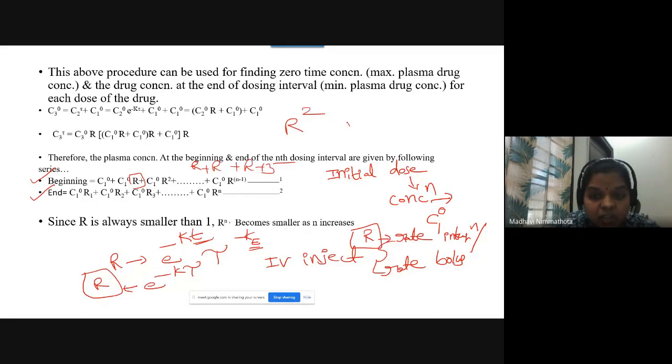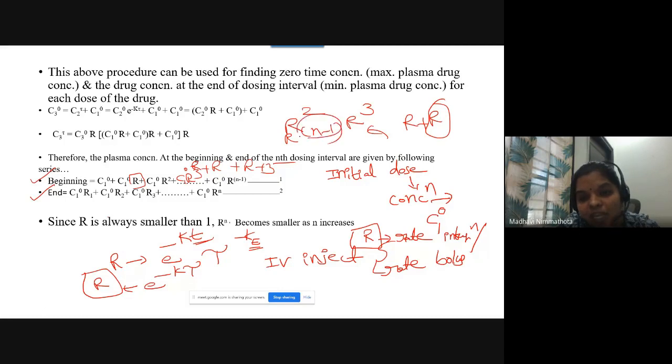If it is a third dose, you have R cubed. Here every time we are adding the R values. Starting, we can add all these R values. See here, R1 is only R, next one is R square, next one is R cubed, and so on the equation will be. And the last dose is R to the n minus 1.